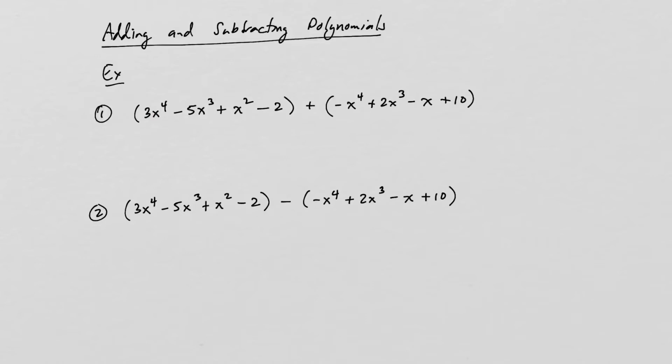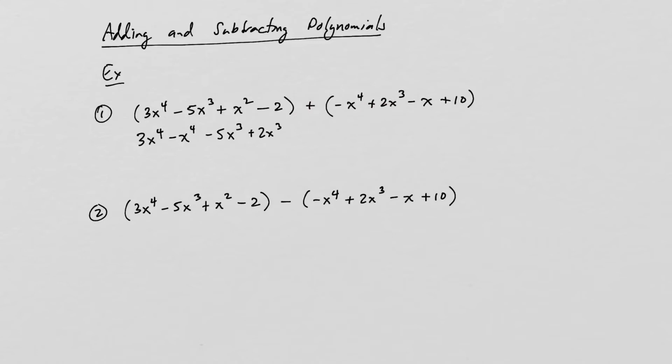Now to do this, you can reorder the terms if you want, but it isn't completely necessary. But if you want, you can reorder the terms, removing the parentheses. So we have 3x to the 4th plus negative x to the 4th. So that would be minus x to the 4th. And then we have minus 5x cubed here, and we have positive 2x cubed there.